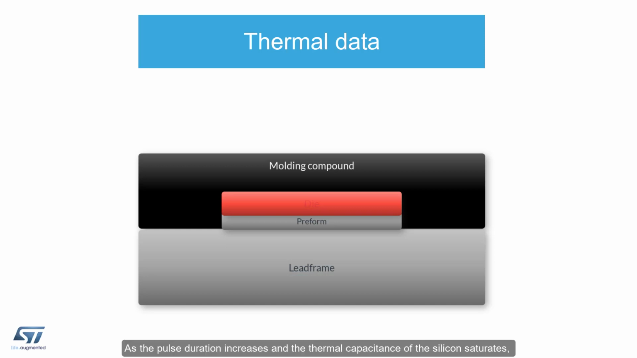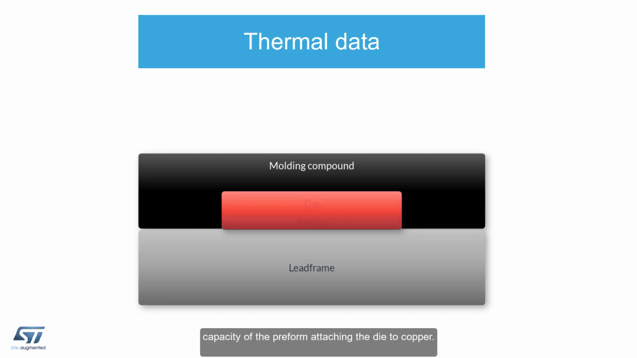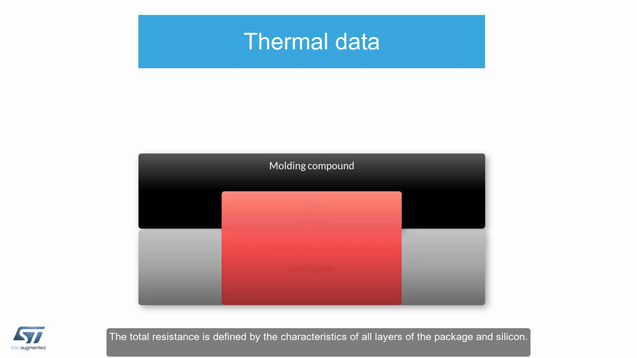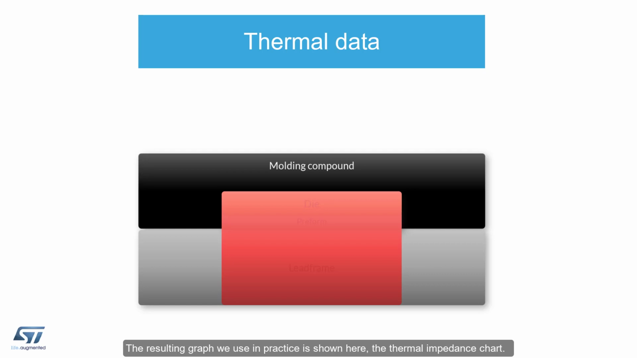As the pulse duration increases and the thermal capacitance of the silicon saturates, we now define the impedance based on silicon size and the thermal capacity of the preform attaching the die to copper. Finally, we see a thermal equilibrium reached at long time scales as the internal thermal capacitances are all saturated. The total resistance is defined by the characteristics of all layers of the package in silicon. The resulting graph we use in practice is shown here, the thermal impedance chart.